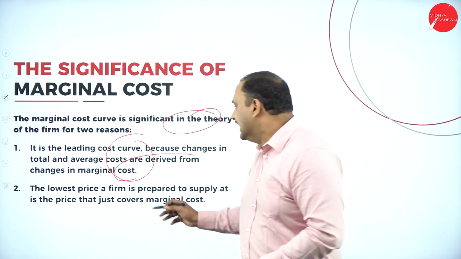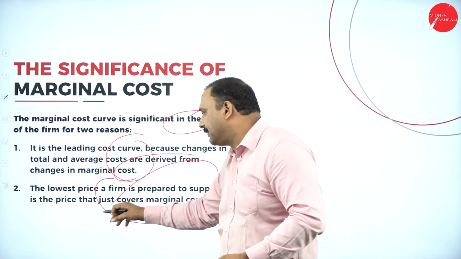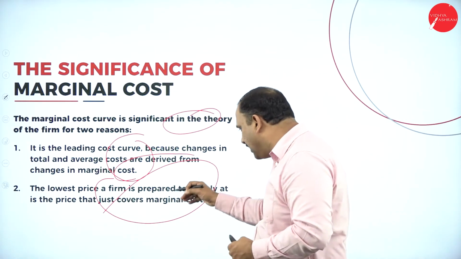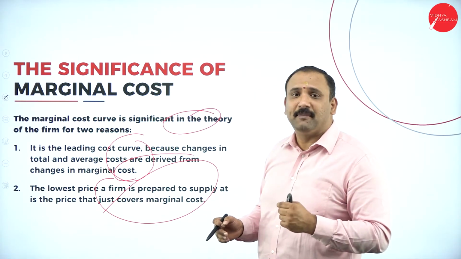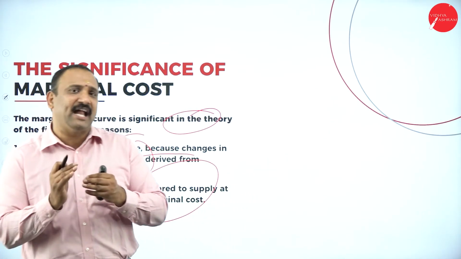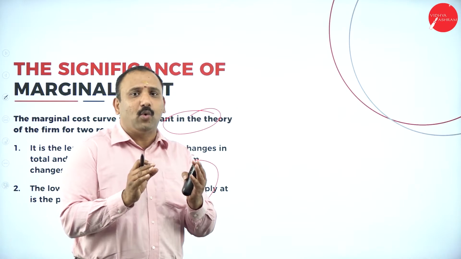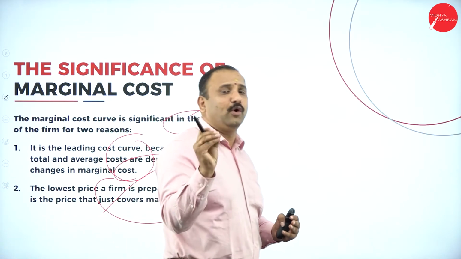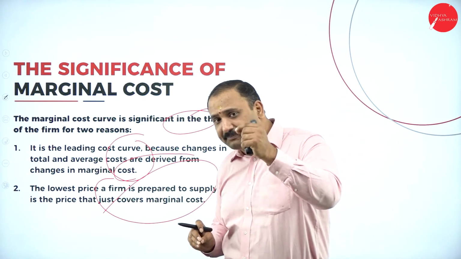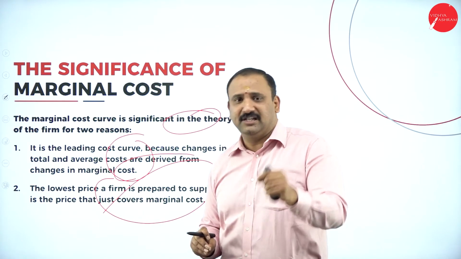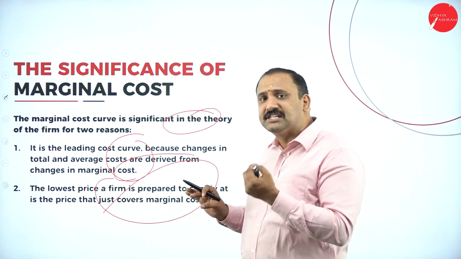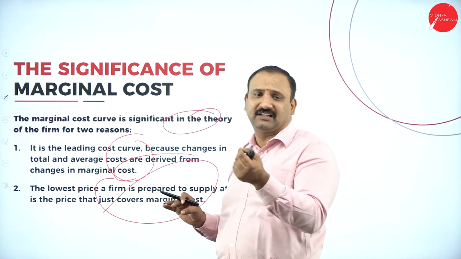The second thing is that the lowest price a firm is prepared to supply is the price that just covers the marginal cost. So whenever you are producing something, you will add a margin and then sell. So marginal cost is equal to the lowest price factor. That is the lowest price that you would be likely to sell at in the market. But if you try to sell something below the marginal cost, then automatically it signifies a loss for you. So the importance of marginal cost is very clearly related to the profit factors.